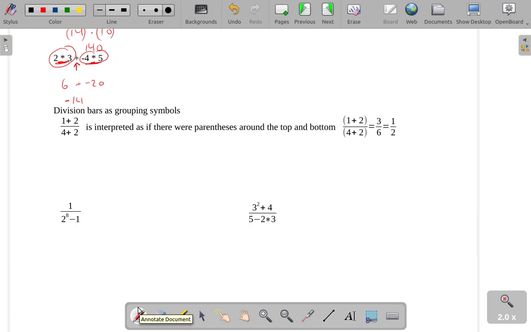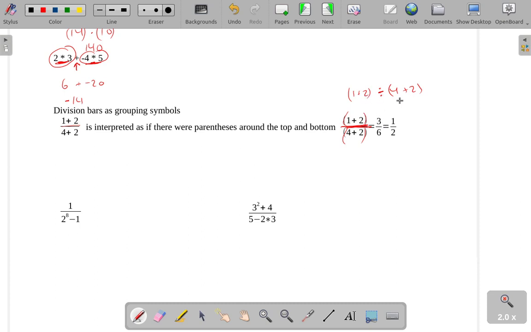We end up seeing the same sort of pattern when we're dealing with division bars, because when we have a division bar, so something like this, 1 plus 2 over 4 plus 2, you can think of this as having parentheses around the top and parentheses around the bottom with division between them. So you could actually rewrite this as 1 plus 2 divided by 4 plus 2. If you're typing this into the calculator, that's how you would write it, at least in my calculator, because it doesn't write things as fractions.